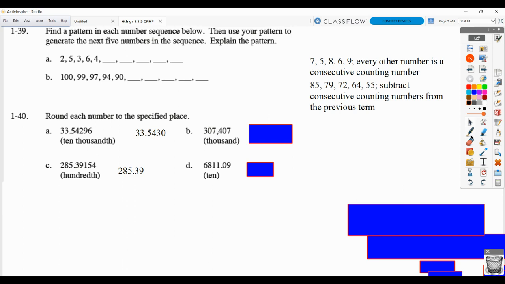For B, the thousands place would be the 7. The indicator number is the 4. So the 3 and the 0 stay as they are. 4 tells us to round down, which means the 7 stays as it is. The 4 is done its job as an indicator number. It and everything behind it becomes zeros.